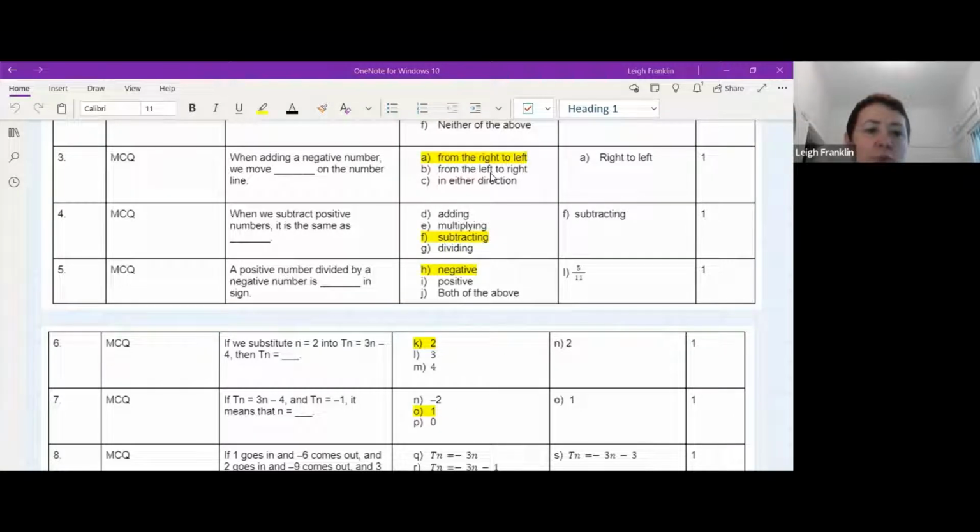Question number 4. So when we subtract positive numbers, it is the same as subtracting. A positive number divided by a negative number is a negative. Hopefully you said that as well. And where that 5/11 came from, but anyway.